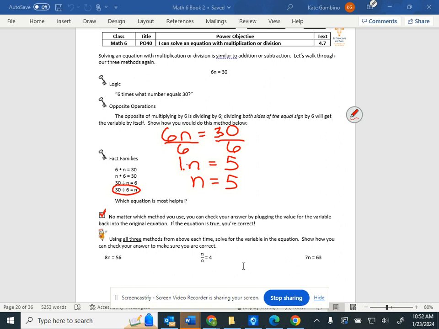Okay. So we're doing the same ideas of what we were doing yesterday. No matter which method you use, you can check your answer just like yesterday, plugging that value for the variable back into the original equation. And if your equation is true, then it's correct. So to check it, I would say 6 times 5 equals 30. So I'm going to do the math. 6 times 5 is 30, equals 30. Yep, 30 does equal 30. I did my math correct. So that's how we always go back to check our answer to make sure that it's correct.